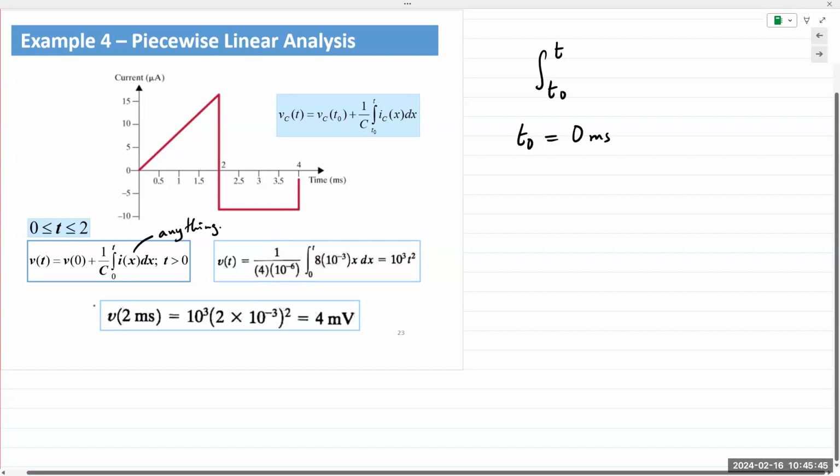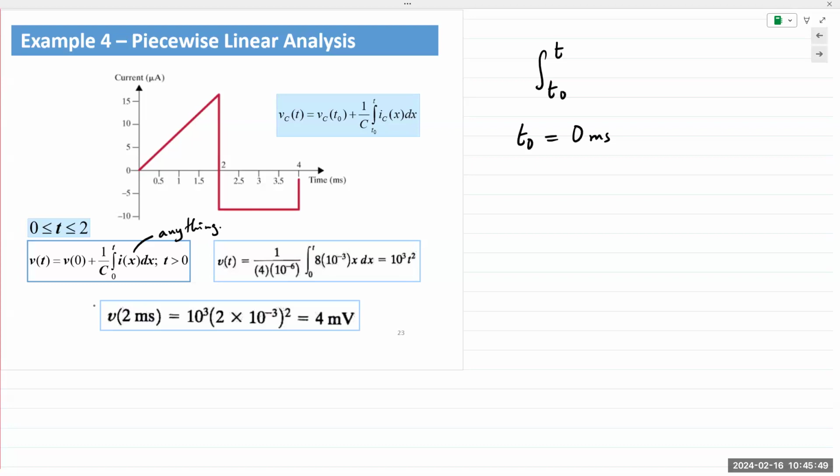A, B, C, D, E, F, G, whatever you wish to use. X, Y, Z is the most popular, so I just use X, just to differentiate it from t. If you look at some books, they will continue to use the variable t in the equation, and the limits of the integral will also be t.